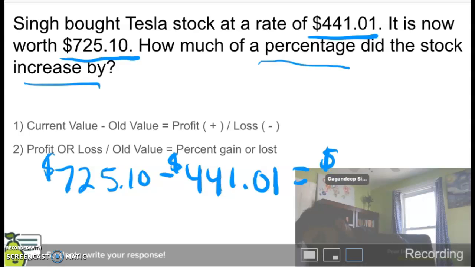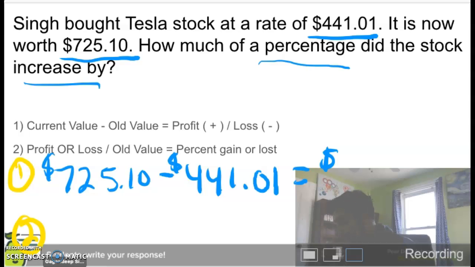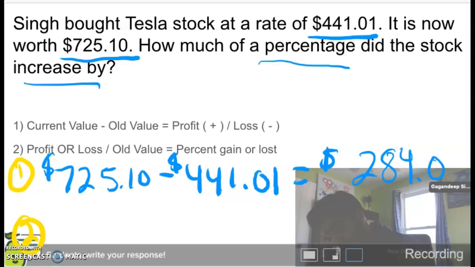What do we get? Remember, this is our step 1, and then we'll have step 2 right here. Let me go ahead and do this. 725.10 minus 441.01. We end up with $284.09. Now what do we need to do?